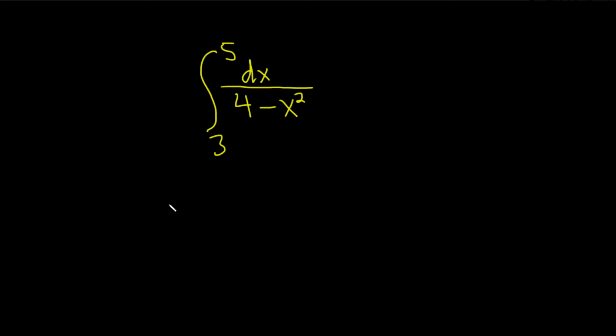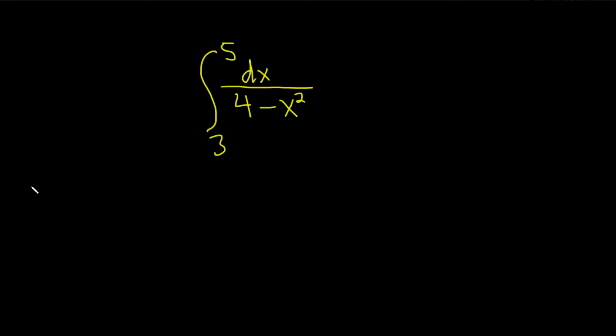Hi everyone, in this problem we're going to evaluate this definite integral. So it's the integral of dx over 4 minus x squared from 3 to 5. There's a couple ways to do this problem. You can use partial fractions, and that's pretty easy. We're going to do it a different way. We're going to do it with a formula, one you may have not seen before.